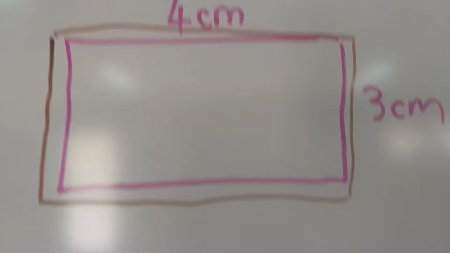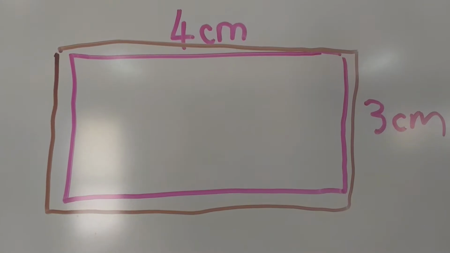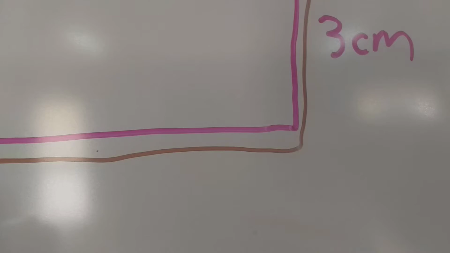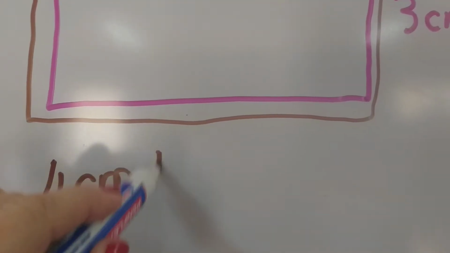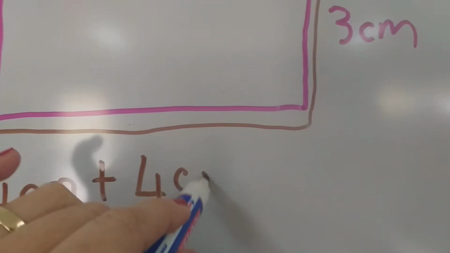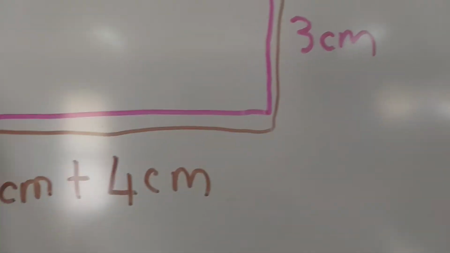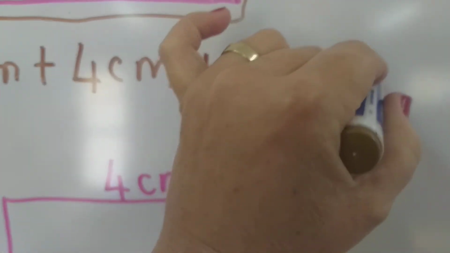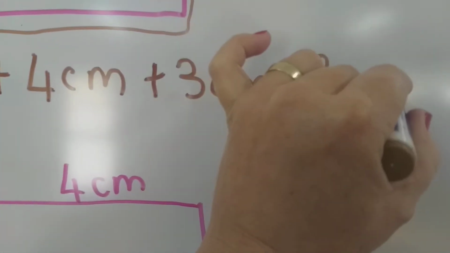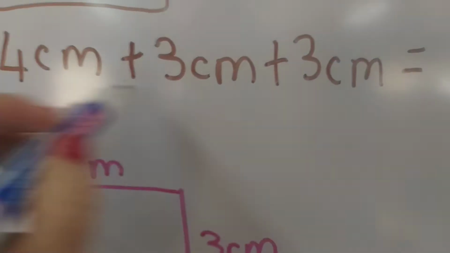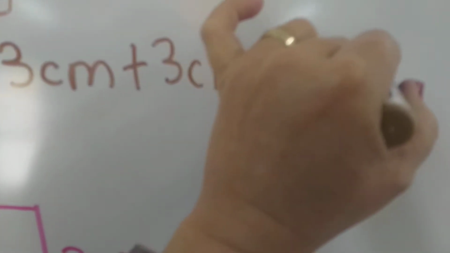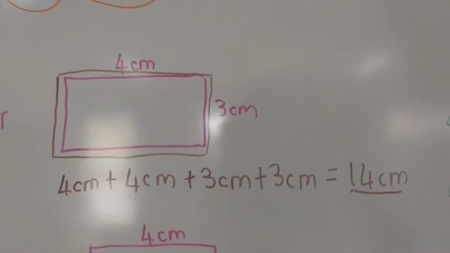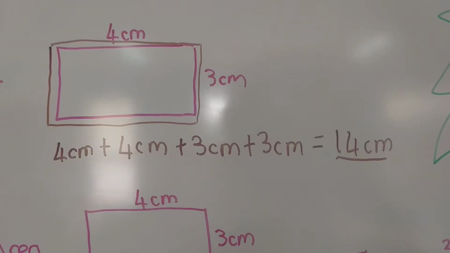If you have a look at this rectangle here, the distance would be 4, and we know that side's 4 centimeters, plus 3 centimeters plus 3 centimeters. And that comes to 8 and 6, that's 14 centimeters. So the perimeter for that shape will be 14 centimeters.